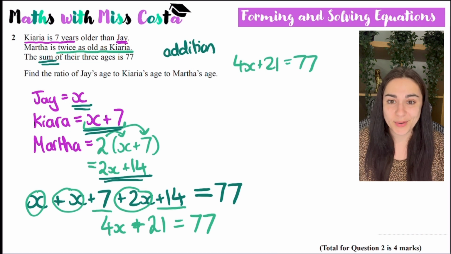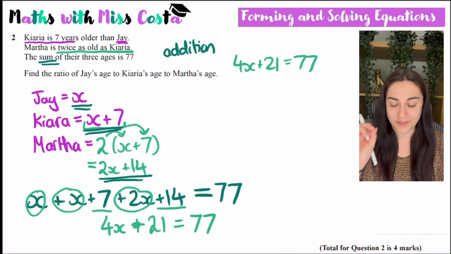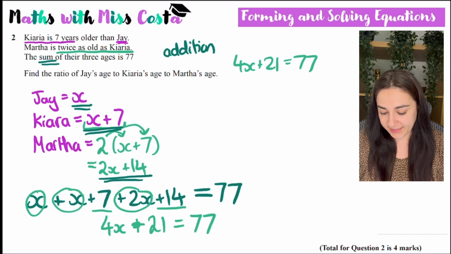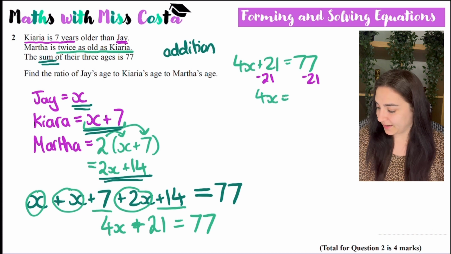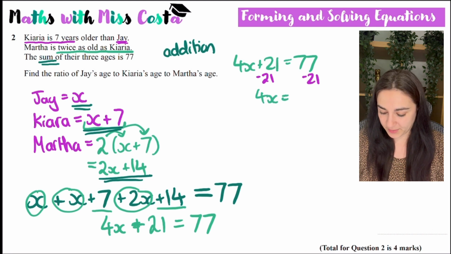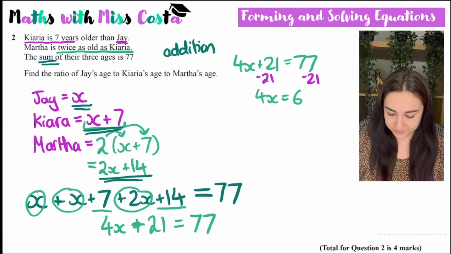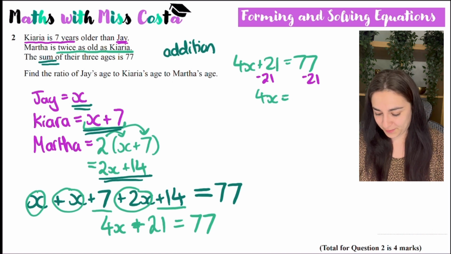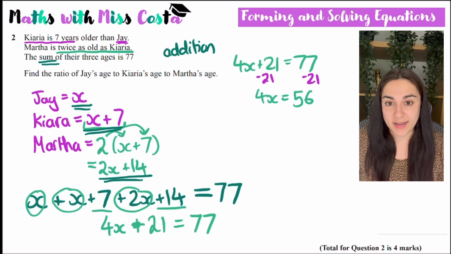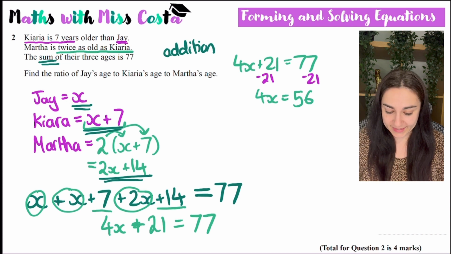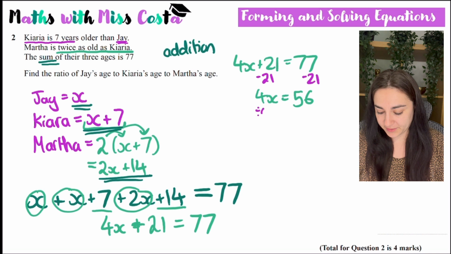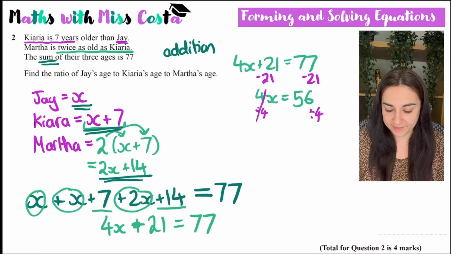What would I then do? I need to solve this equation to find out what the value of X is. So I can start by subtracting 21 from both sides. And I'm left with 4X equals 77 take away 21 is going to give me 56. Now I know that 4X is 56, so what do I have to do to both sides? I'm going to divide by 4 because that cancels. And whatever I do to one side, I have to do to the other.